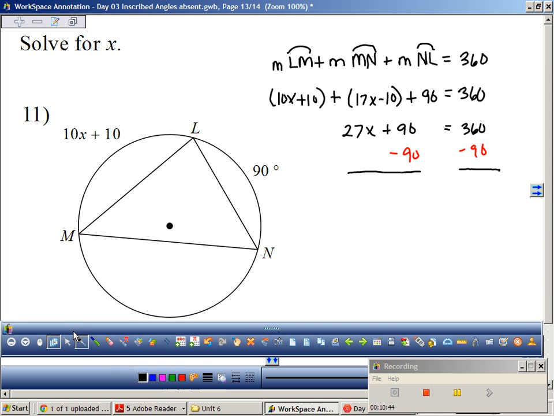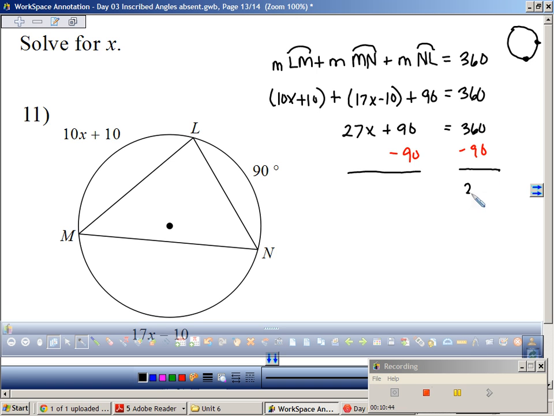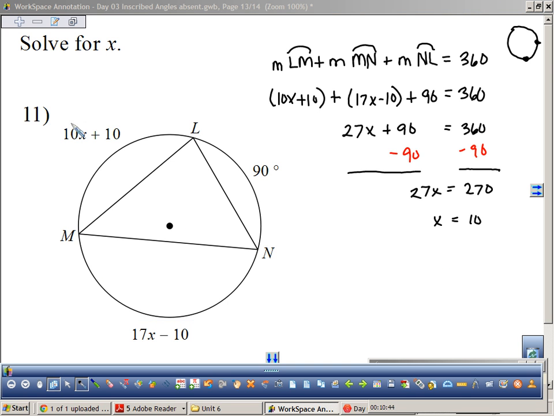And hopefully, from transformations, you guys remember, oh, I'm back on black. Remember that 360 minus, if I was here and I went to here, minus 90 would be 270. Or you could just do the math. Okay, so if I divide both of these by 27, we're going to get 10. Or if I just think 27 times what makes 270? So x equals 10.